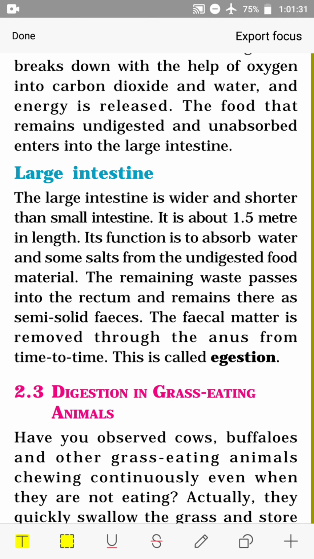This is called egestion. So today what we have learned is the human digestive system and the different steps in nutrition, the holozoic mode of nutrition. So today we have learned about the human digestive system and how it works.